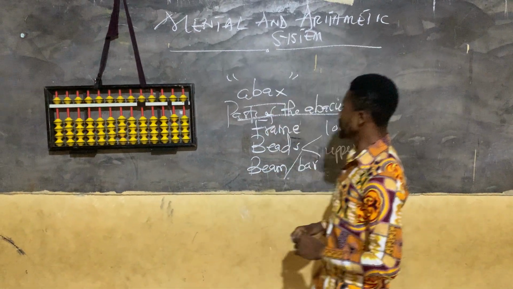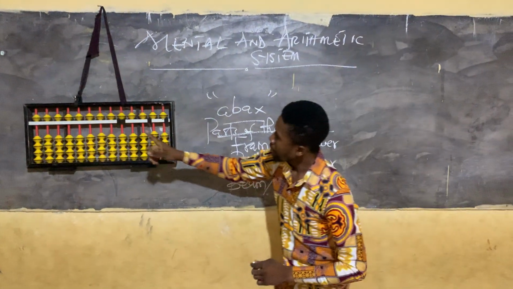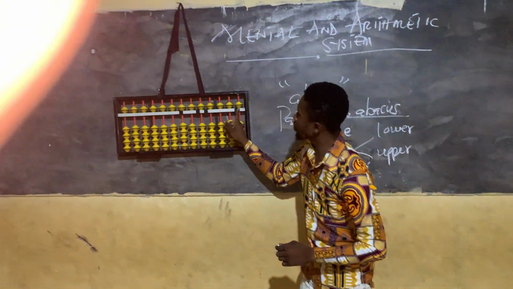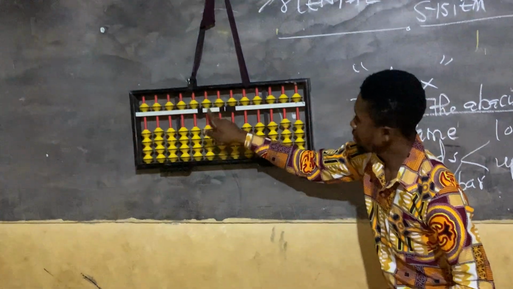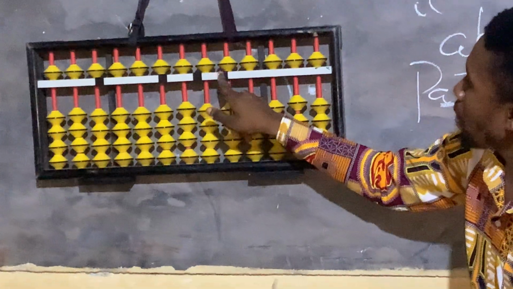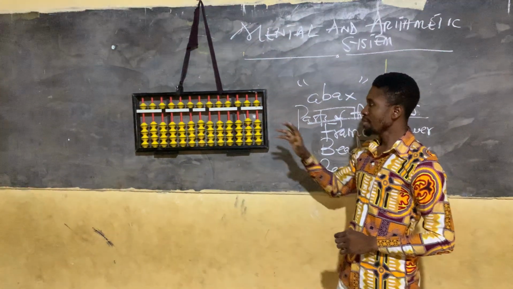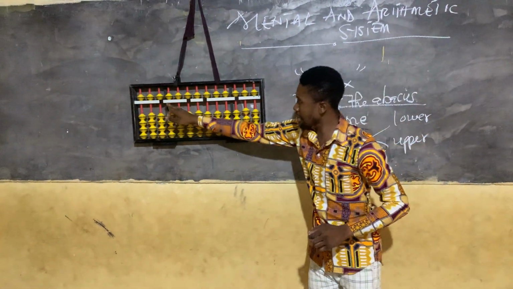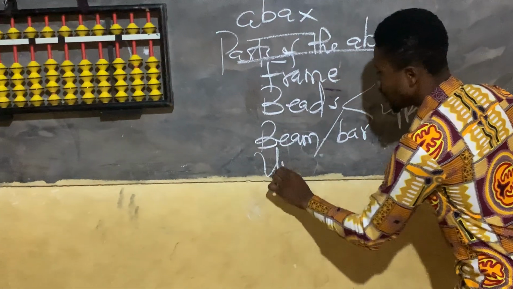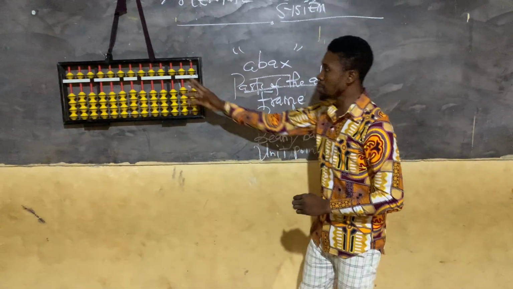Good. Now, we are almost done with the parts of the abacus. Remember that there are some black points over here. Now let's take very good care of them. These points are what I'm talking about. Now the points on the beam, they have a name. Good. These points that you see on the beam are called unit points. Unit points.